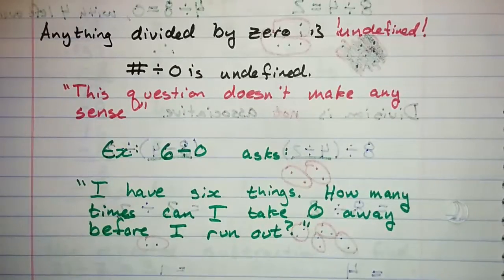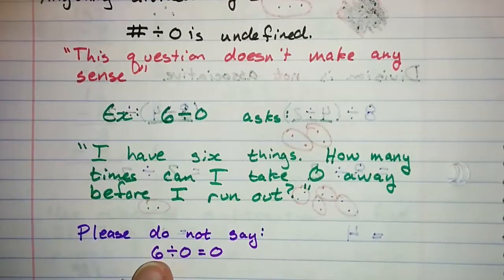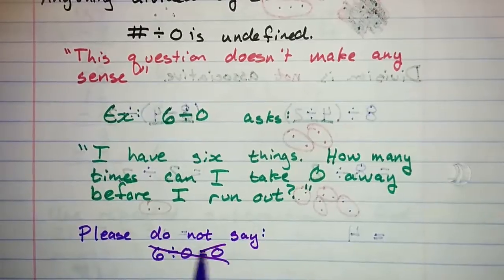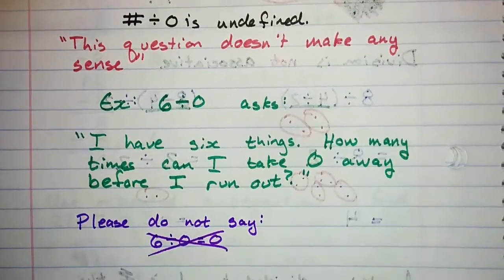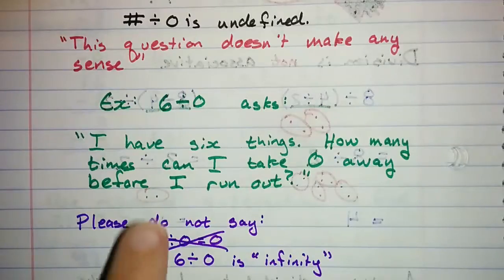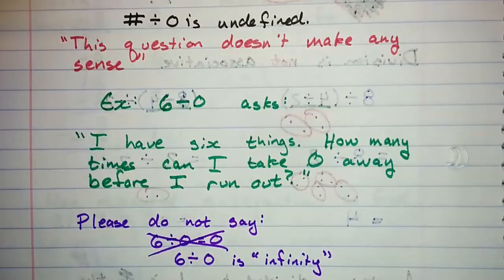So the answer is certainly not 0. If I have 6 things and I take nothing away and I don't do it at all, I haven't gotten rid of my 6 things. Also, for more subtle reasons, don't say 6 divided by 0 is infinity. And there are two reasons for that. The first, most important reason is that when we're doing arithmetic problems, the answer we're looking for is a number.